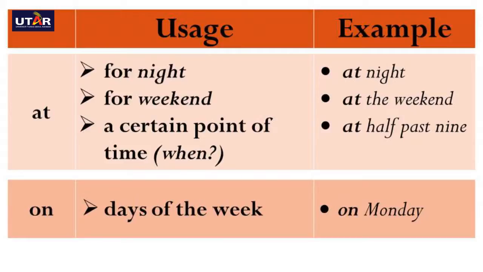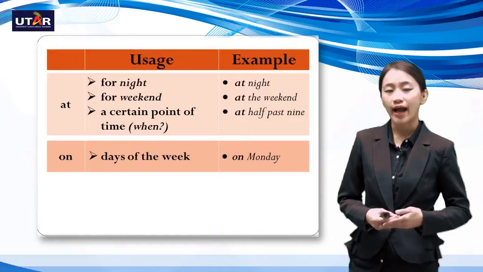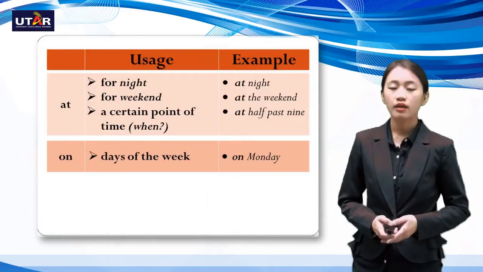The example for night will be at night. For weekend, we will state the sentence as at the weekend. And a certain point of time would be at 9:30. Please take note of this third point, a certain point of time, which is the when. As I explain further, you will understand why I highlight this third point.